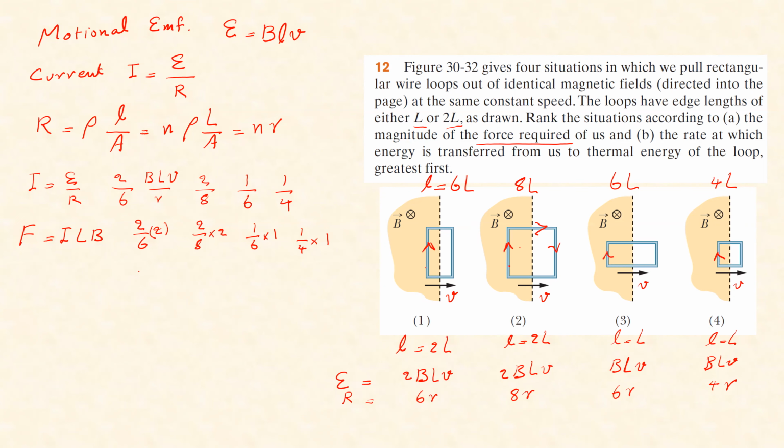So the forces are like this, 4/6 and 4/8, which is 1/2. And this one becomes 1/6. This one becomes 1/4. Of course, they all have the same factor. It cancels.